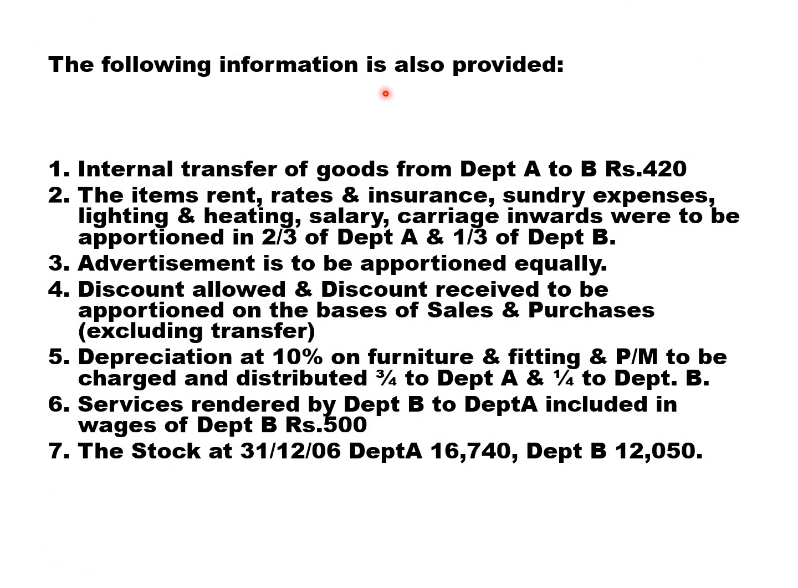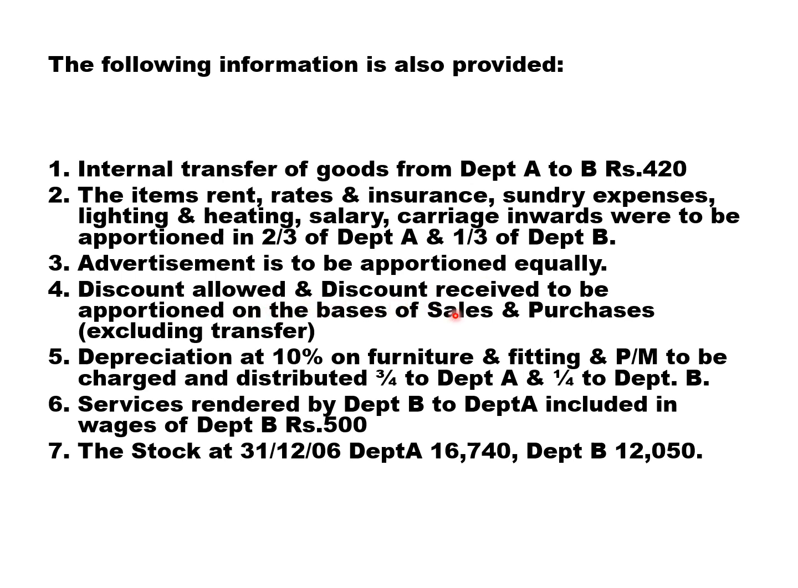So students, the following information is also provided. Internal transfer of goods from department A to B rupees 420. So A is the giver, credit; B is the receiver, debit. The items rent, rates and insurance, sundry expenses, lighting and heating, salary, carriage inward were to be apportioned. Apportion means distributed in 2/3 department A, 1/3 department B. It's nothing but 2:1. Advertisement is to be apportioned equally, 1:1.